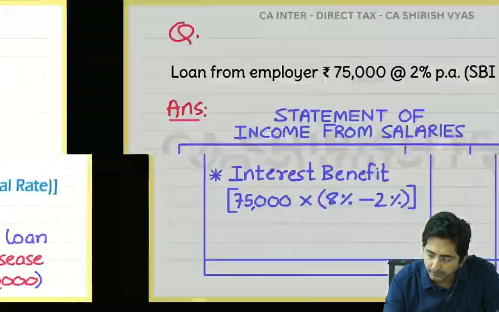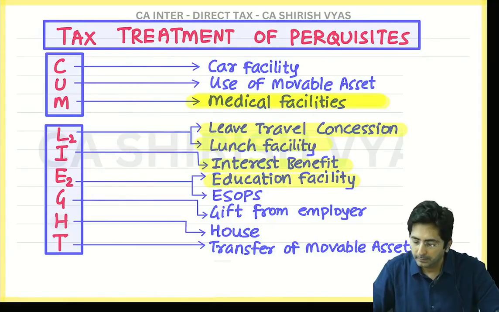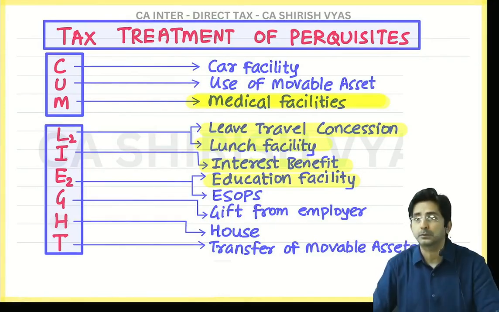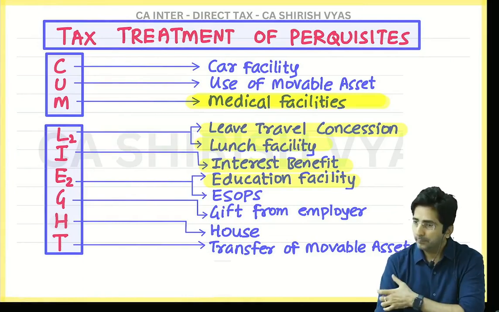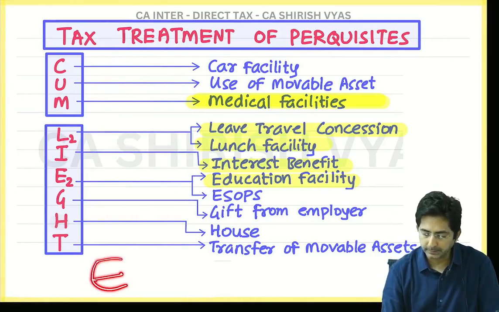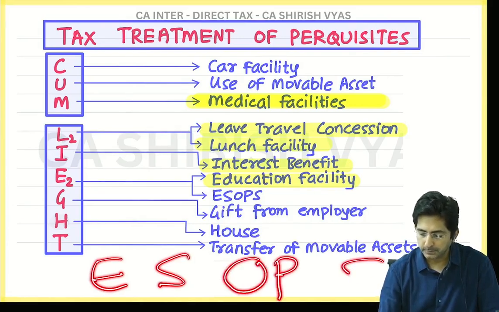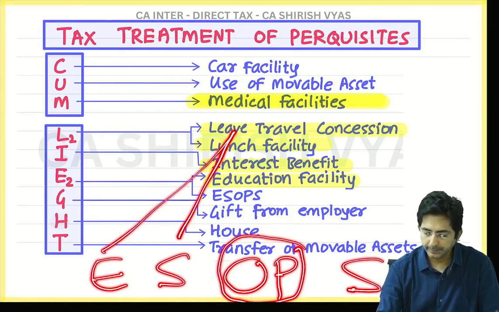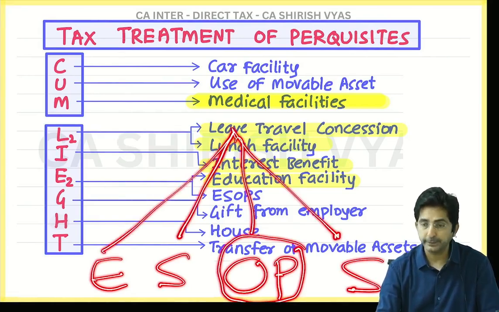So what did we finish? Education. Now next is ESOPS. What do you mean by ESOPS? Perfect. First tell me the full form. Employees Stock Option Scheme. OP means option. And this makes the short form ESOPS.